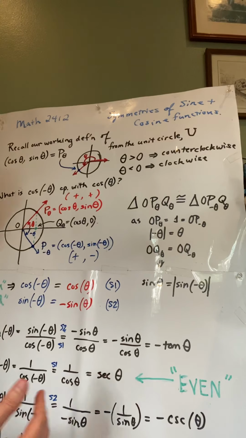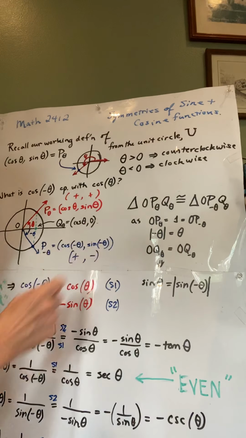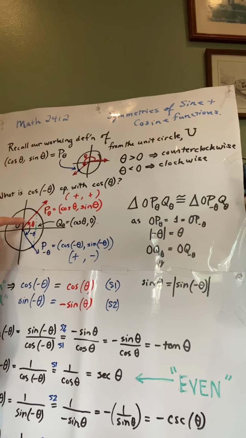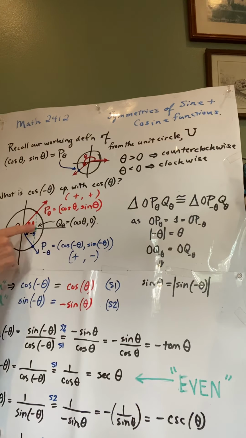Here's another argument. The triangles O p sub theta, q sub theta, and the triangle O p sub minus theta, q sub theta are congruent triangles. They share an angle theta. Remember, this angle as measured as part of a triangle is really the magnitude of it, theta. And they share a common side, O q sub theta. So therefore, they share this right angle at q sub theta. So those triangles are congruent.